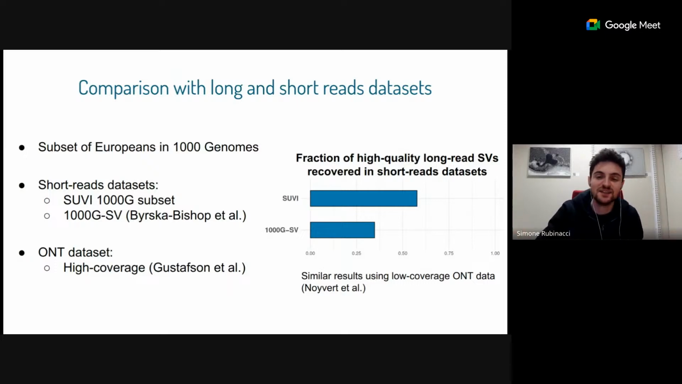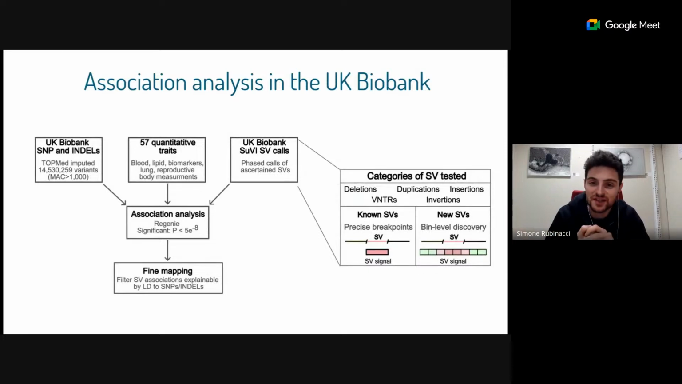After assessing this, we wanted to do association testing, and we did association testing using 57 quantitative traits in the UK Biobank. Our goal is to identify structural variant associations that are not explained by linkage disequilibrium with any nearby SNPs or indels. We recently completed this association analysis, and we're still finalizing some file mapping. In the following, I'm showing a couple of examples just to give you an idea of the structural variant associations we find, what they look like, and what we can do with them.